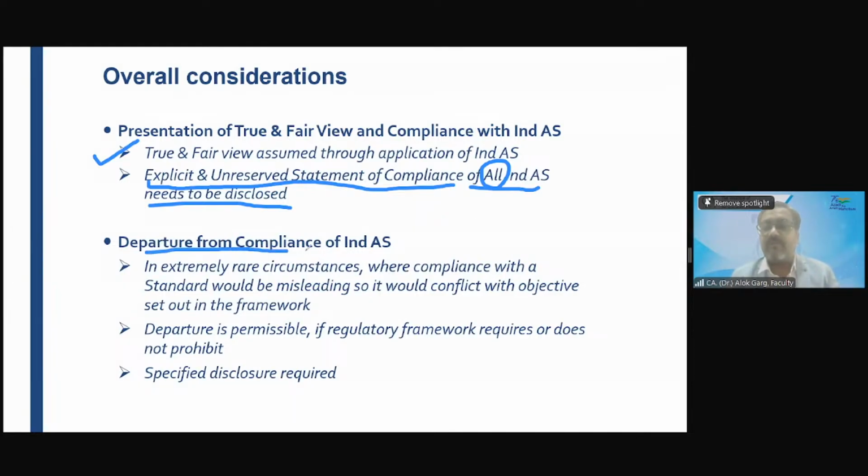If there is a departure from compliance of Ind AS, for example, in extremely rare circumstances, if a regulatory framework requires a departure from compliance of Ind AS, for example, related party disclosure. Related party disclosure says that if your KMP is taking a loan, then you have to disclose this. For example, it is a NBFC, not a bank, a NBFC. NBFC is into the business of lending money. They are providing loans to customers.